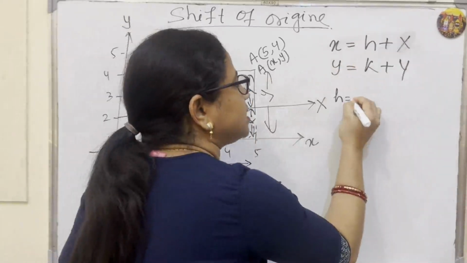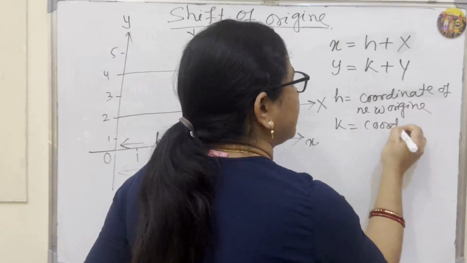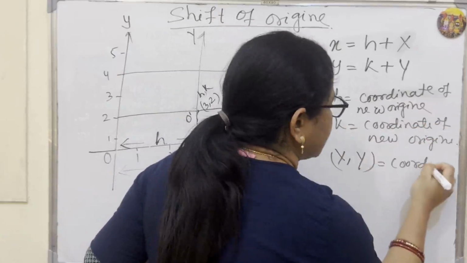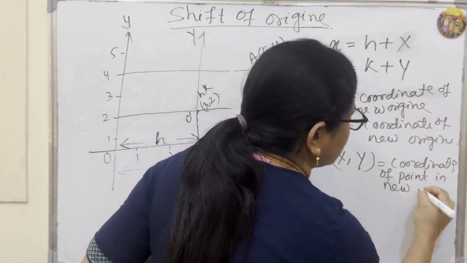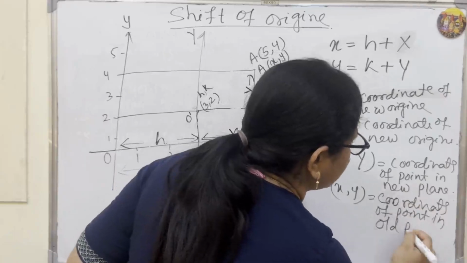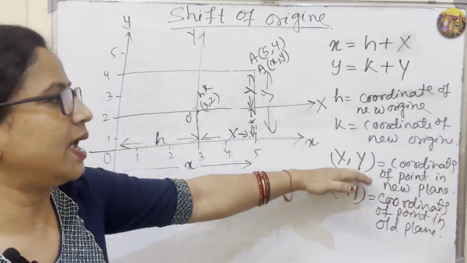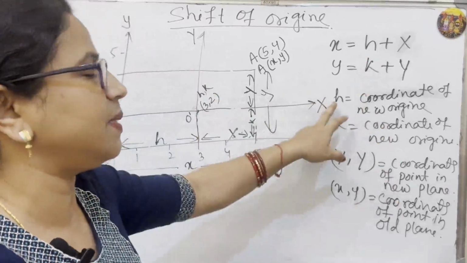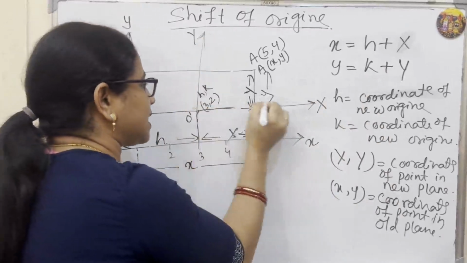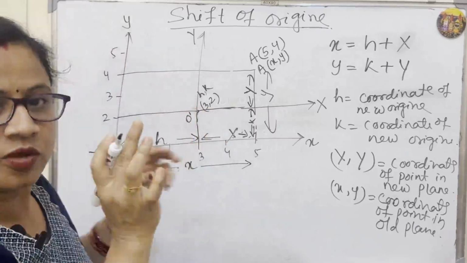Here h is x coordinate of new origin, k is y coordinate of new origin, capital X and capital Y are coordinates of point in new plane, small x and small y are coordinates of point in old plane with old axis small x y, with new axis capital X Y, and coordinate of shifted origin will be h and k. Now remember another thing. If I am considering this as a single graph or single Cartesian plane, this will be 0 and 0. The origin will be 0.